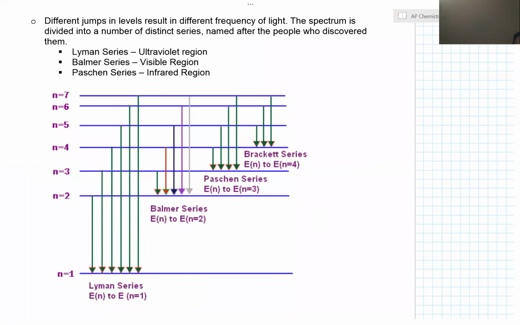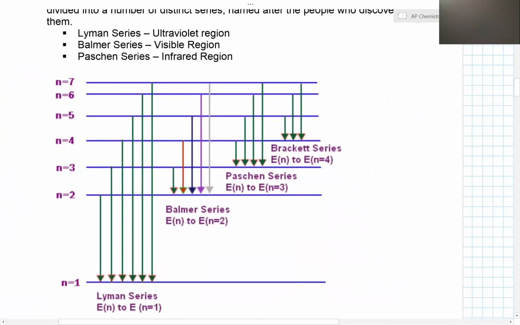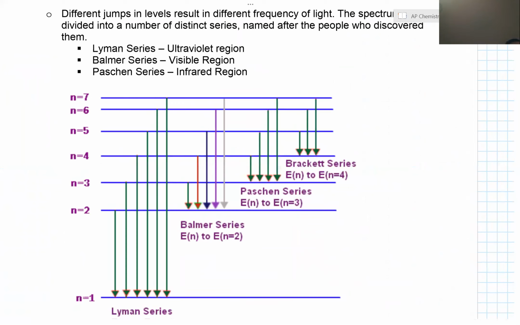Now, depending on how far the electron jumps and depending on what region of the spectrum, it all depends. There's something called the Lyman, Balmer, and Paschen series. It all measures the energy of the light given off depending on which region of the electromagnetic spectrum. So we can have the ultraviolet, the visible, or the infrared region. All right, and they're called the Lyman, Balmer, and Paschen series.